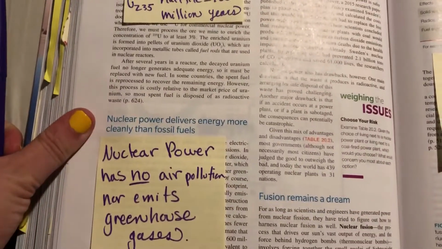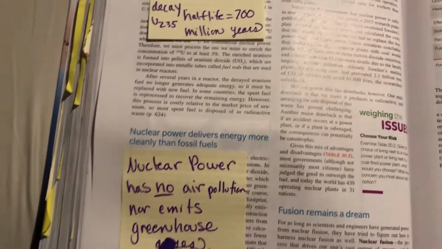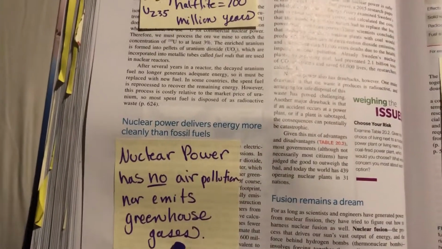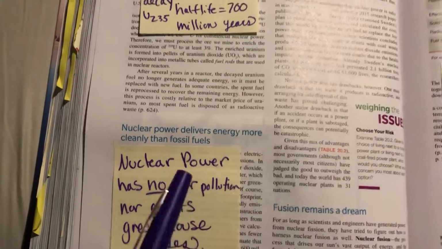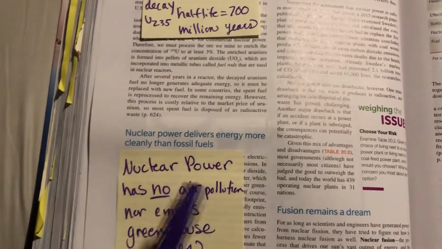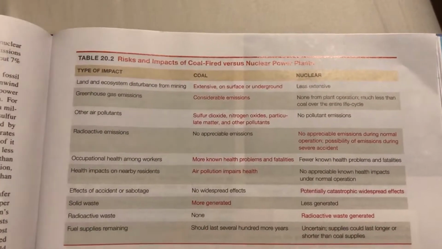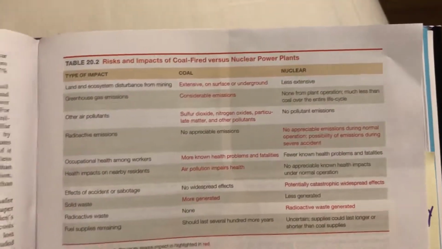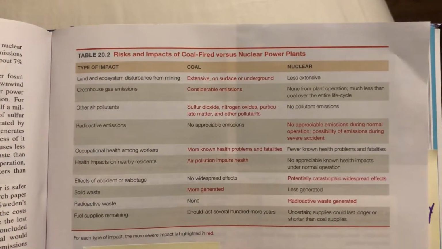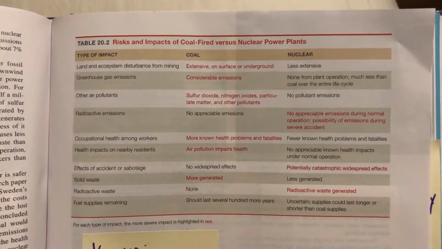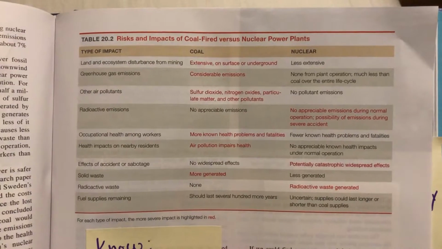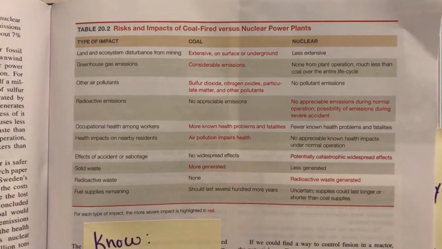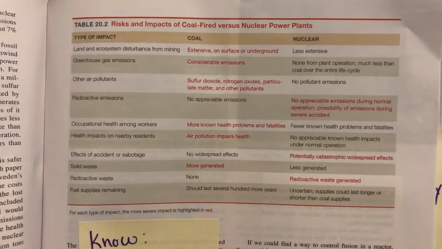Some perks of nuclear power is that it has no air pollution, nor does it emit greenhouse gases. So that's the reason why a lot of people are for nuclear power. This chart over here is pretty nifty. It gives you risks and impacts of coal versus nuclear power plants. So make sure you peruse these. These are definitely an option for an FRQ or a multiple choice question.